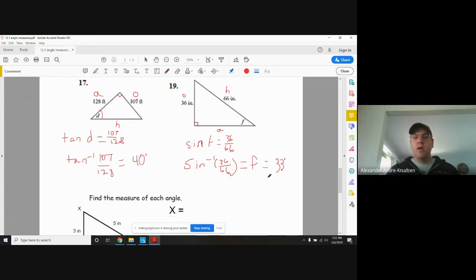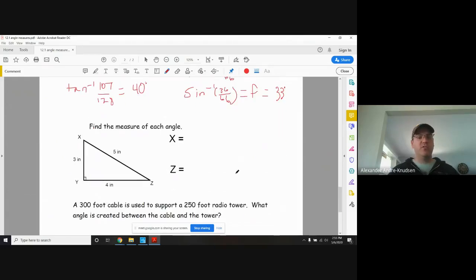Now, as I said before, remember, this inverse sine is always less than 1. We've got a fraction less than 1. That makes sense. Otherwise, you'd get an error.